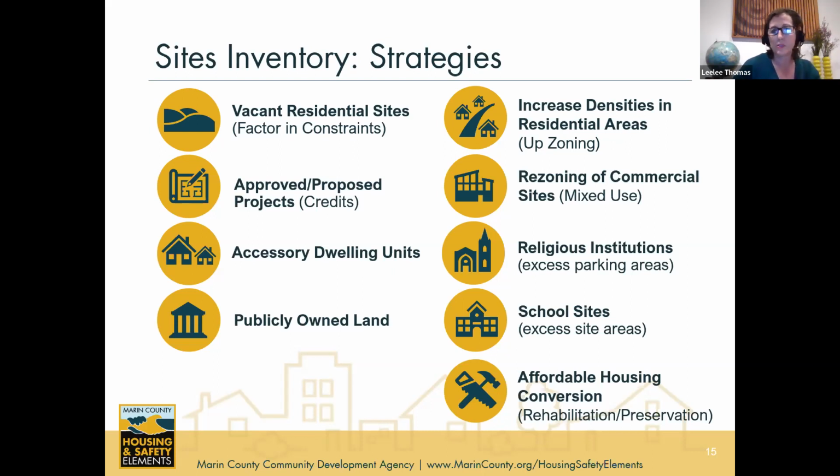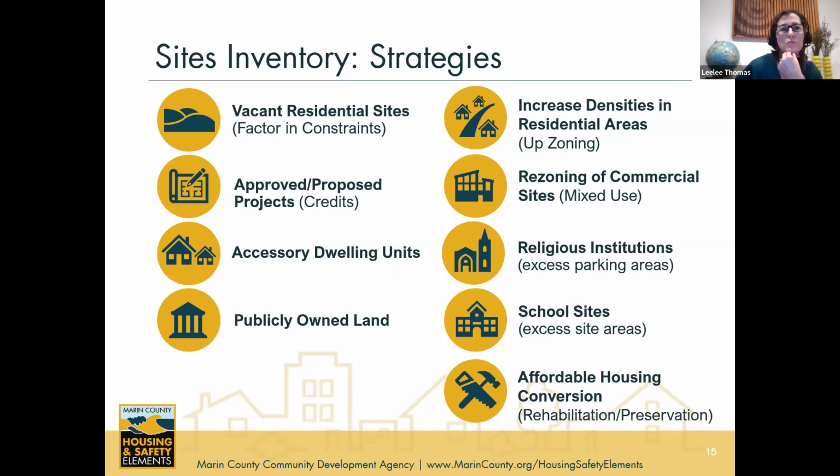We looked at vacant residential sites, approved projects that had not yet been built, accessory dwelling units. We can look at how many we permitted in our last housing element cycle and then project those out for the current housing element cycle. We looked at publicly owned parcels, not dedicated open space, but we did look at other publicly owned parcels. We looked at increasing densities in residential areas to look at that infill opportunity, rezoning commercial sites, mixed use sites at higher densities, religious institutions.